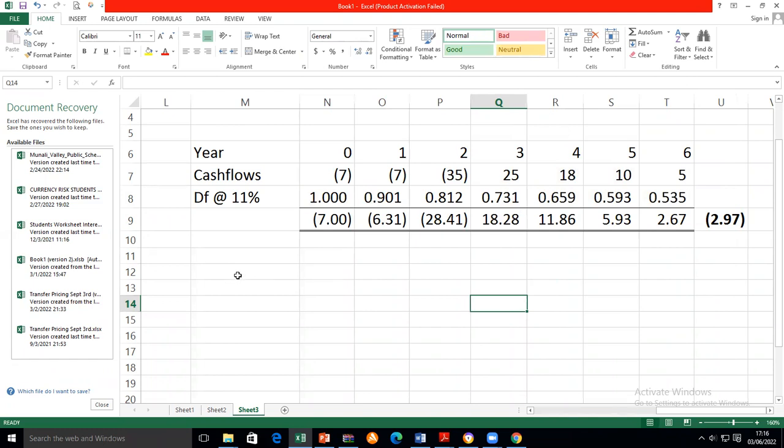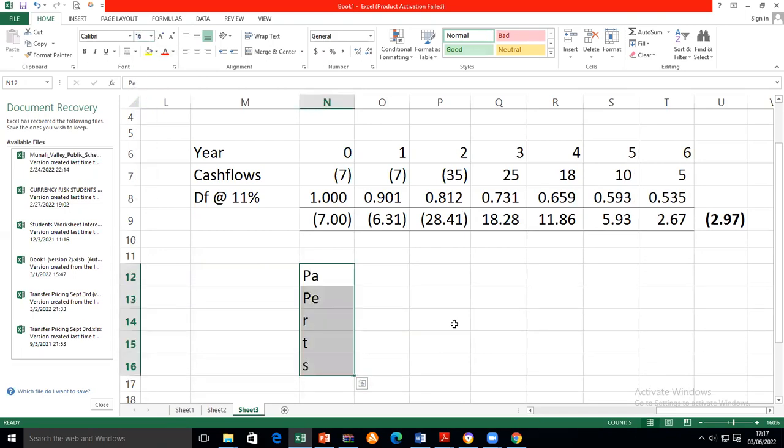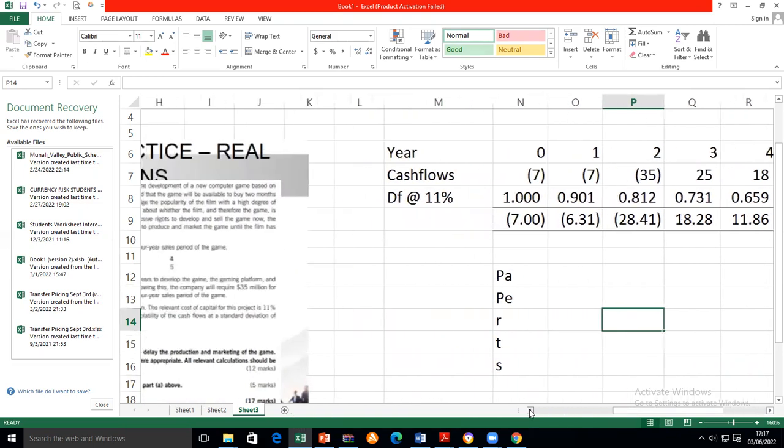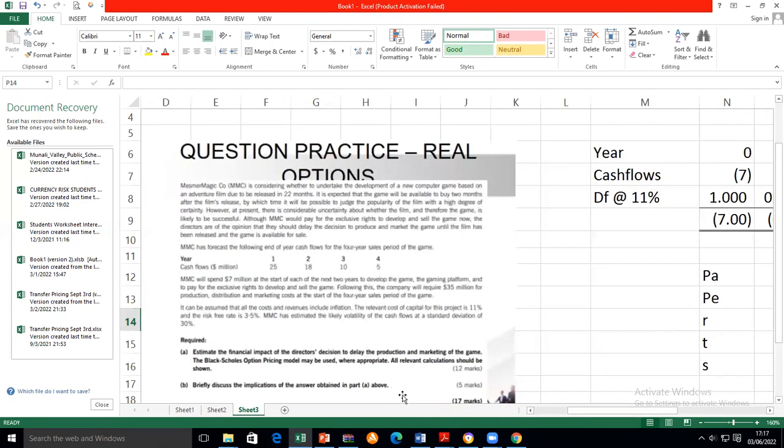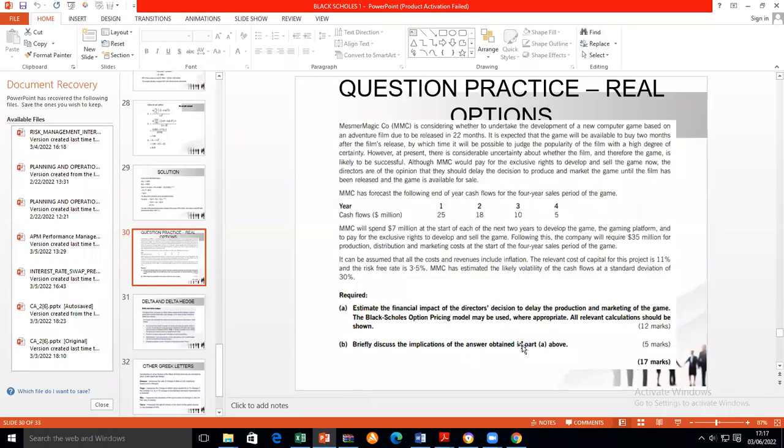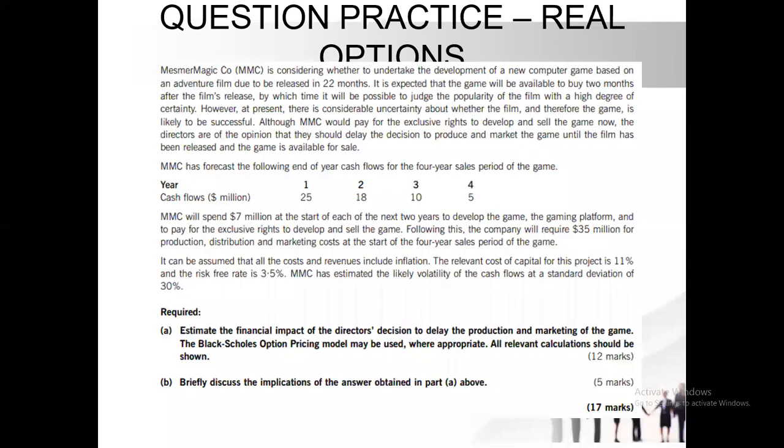This right to wait can be valued, provided we know your PA, PE, you got your R, you got your T, you got your S. So let's put in now. Are we able to identify the PA, the PE and all that? Let's identify this together. Let's go.